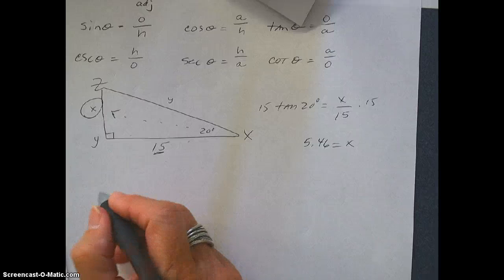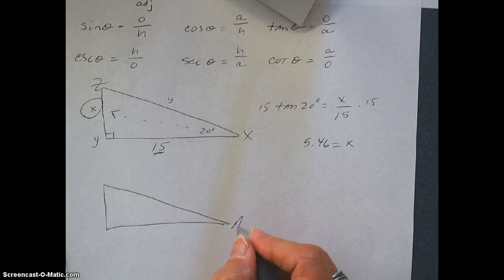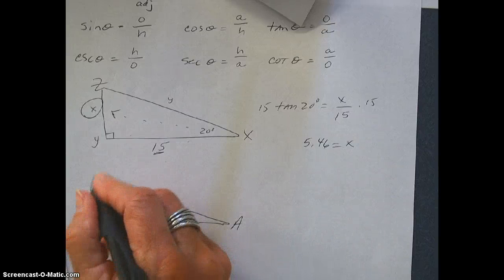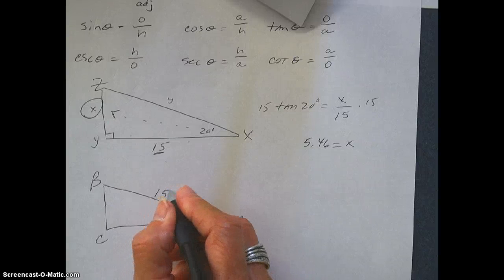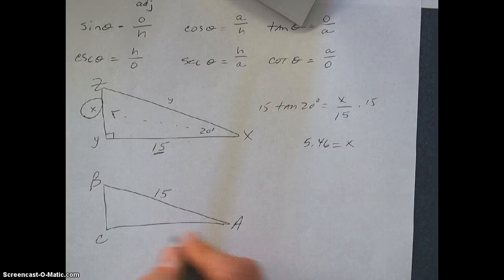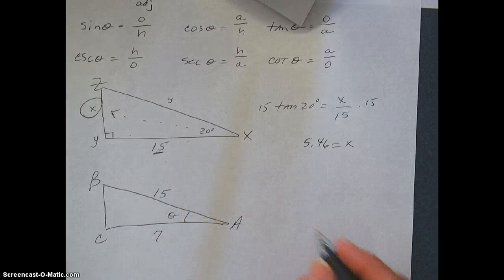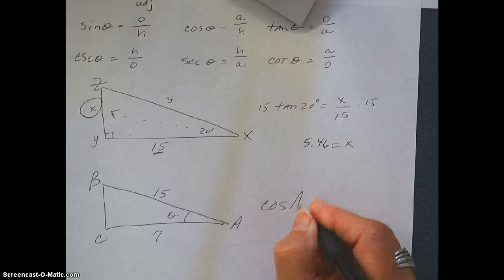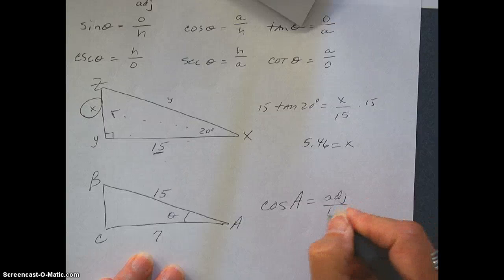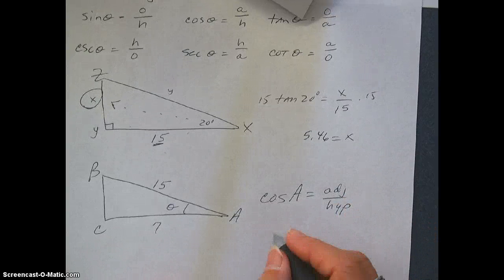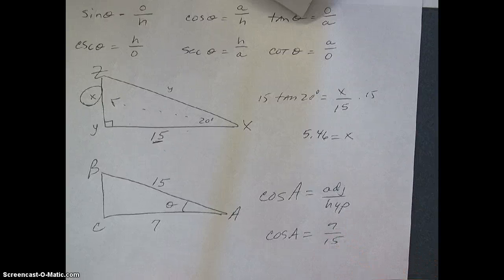The second type of problem you'll have to do with the right triangle is to find an angle. So I'll give you triangle ABC, and let's say the hypotenuse is 15 and the adjacent leg is 7. We want to find angle A, so let's set up cosine. Why cosine? Because cosine is adjacent over hypotenuse. So cosine of A equals 7 over 15.